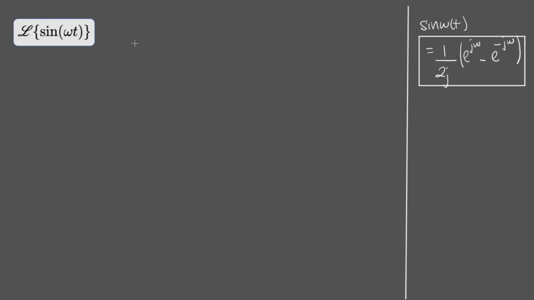So let's get to work. Throwing this right into our Laplace transform. So that's going to be from 0 to infinity, 1 over 2j, e to the j omega t minus e to the minus j omega t, multiplied by e to the minus st. Since we're finding the sine of omega t.